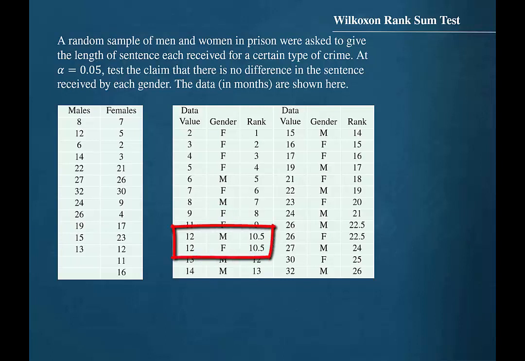Note that the data value 12 occurs twice. Rather than assigning these equal values the different rankings of 10 and 11, we will instead average the rankings and assign them an equal ranking of 10.5 each. Note that the same procedure was carried out for the data value 26, which also occurs twice. Each of these data values was assigned the equal ranking of 22.5.